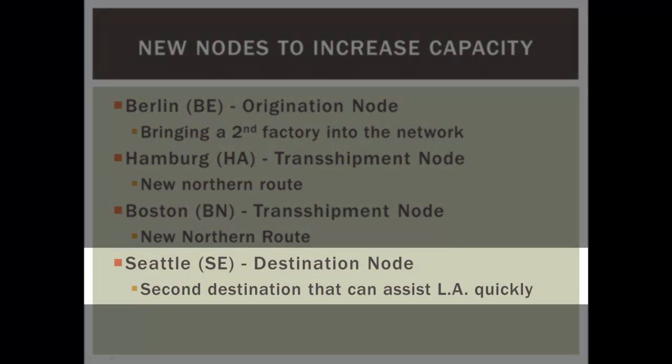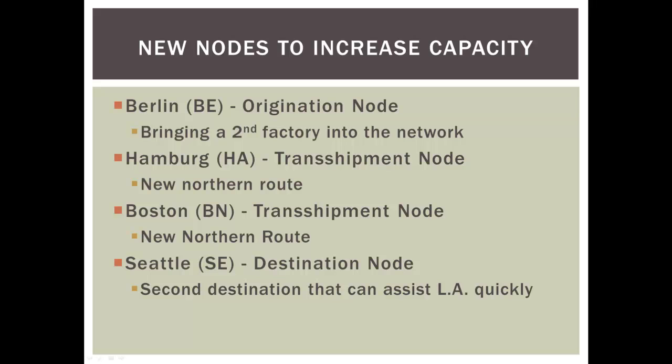Now, speaking of the U.S., if you look at the bottom of this list, we added a new destination node in Seattle. And we did that because we thought that if L.A. and or Seattle, because Seattle has a small market for Merrari cars, but if either city got into parts trouble in terms of not having enough parts, they could help each other out very quickly. It's much easier to get a part from Seattle to LA than from Stuttgart to LA. So we added a new destination node on the west coast.